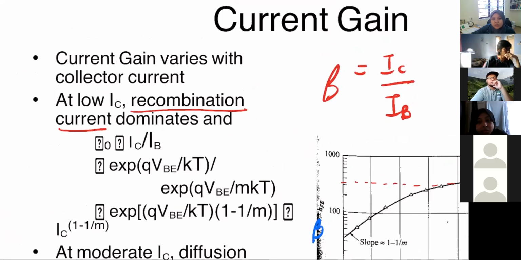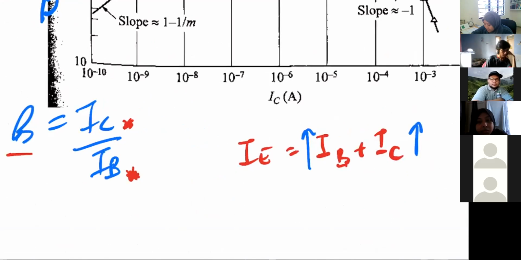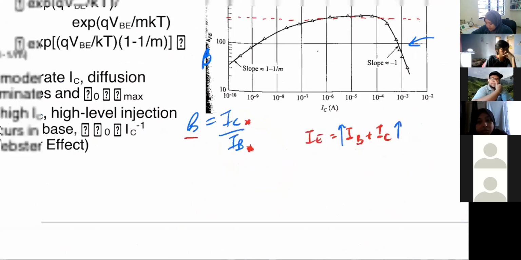Where do we have recombination current? Forward bias. Where does the recombination current occur? At the emitter-base. Base. Yes, base. Remember, we want to reduce the doping of the base because we want to reduce the recombination. And the base current is actually due to recombination, right? So at very low collector current, it also means very low emitter current, very low forward bias. At very low forward bias, what happens is, I'm going to draw.